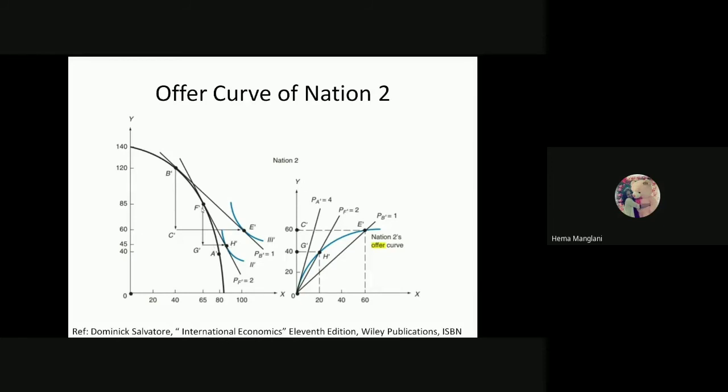Okay, so we have here this triangle of exchange. Fine, because our production point has now shifted from A prime to this F prime point. So we have here this triangle of exchange: this F prime, G prime, and this H prime. So here what is happening? Our terms of trade, that is PF, equals 2 now.